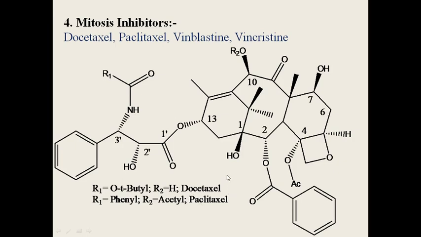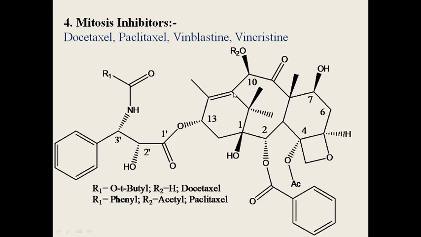Actually paclitaxel is extracted from the Taxus plant, and docetaxel is the semi-synthetic structure. The docetaxel is the modified form of paclitaxel, because paclitaxel is very non-polar, and due to its high lipophilicity, it was causing various side effects. And to reduce the side effects of paclitaxel, at position number 10, it is made more polar by positioning here a hydroxy group instead of O-acetyl group. And at position number 3 dash, here phenyl is substituted by O-tert-butyl. This will also increase the polarity to some extent.